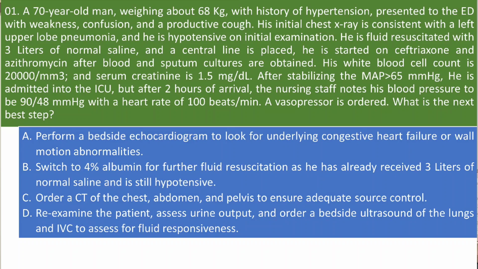Perform a bedside echocardiogram to look for underlying congestive heart failure or valve motion abnormalities. Switch to 4% albumin for further fluid resuscitation, as he has already received 3 liters of normal saline and is still hypotensive. Or order a CT of the chest, abdomen and pelvis to ensure adequate source control. Or re-examine the patient, assess the urine output and order a bedside ultrasound of the lungs and IVC to assess for fluid responsiveness. So what should be your option over here?